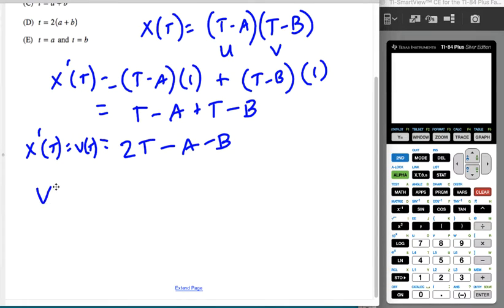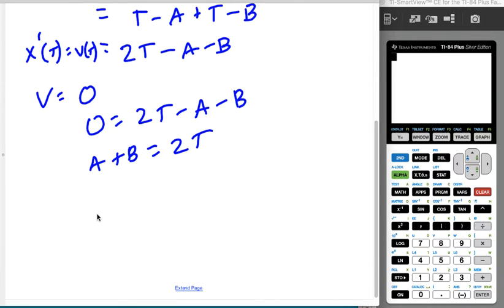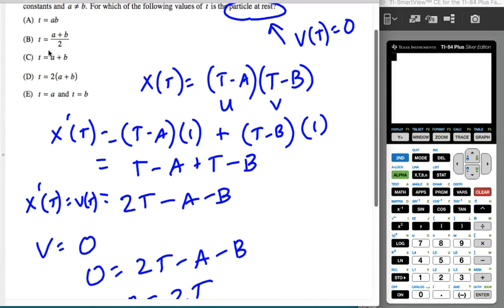You're asked when that's 0, because that's what at rest means. So 0 equals 2t minus a minus b. Solve for t. You're going to get a plus b equals 2t, right? So t equals a plus b over 2. So that's one way to do this. There's another way to do it, and I'll walk you through that in just a sec. So a plus b over 2, which should be answer B.